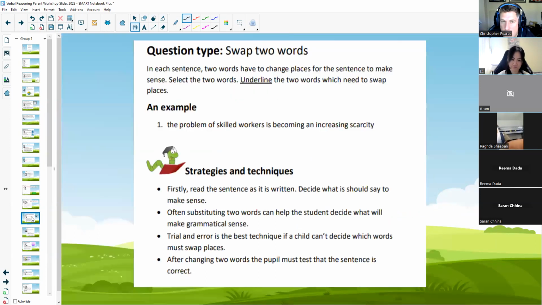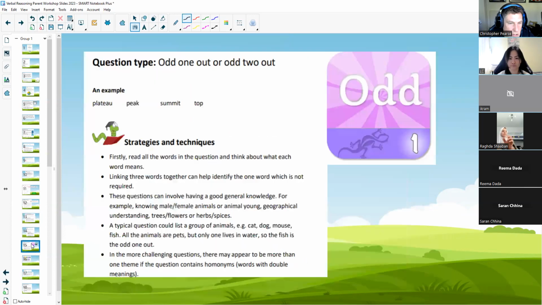Okay, shall we move on to a slightly different question type? I'm going to go down to this one here. So odd one out or odd two out, as the case may be. So this is another very, very popular question type, both for Reading Boys and for GL Assessment. For GL Assessment, it tends to be odd two out, whereas with Reading Boys, it tends to be odd one out. But the concept is very much the same, that we encourage children, rather than looking for the odd ones out, to actually consider the words that go together.